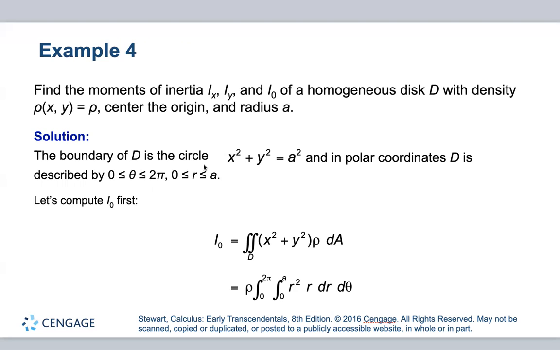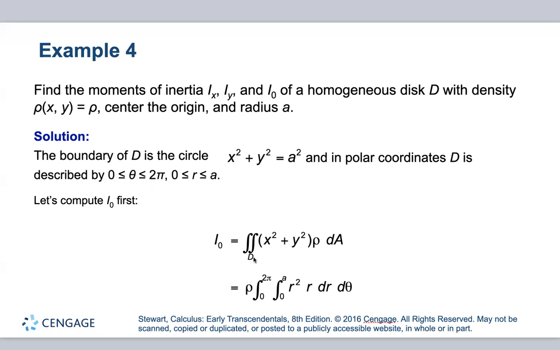Once you have a disk that's a circle, you should be suspicious immediately that you're going to want to use polar coordinates for your double integrals. And how do you write the boundary of the disk? Well, it's x squared plus y squared equals a squared. That's not a secret. And so in polar coordinates, you let r go between 0 and a, and let theta go between 0 and 2 pi to describe the whole disk. Okay, so let's calculate the polar moment of inertia.